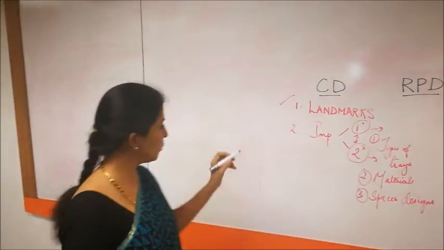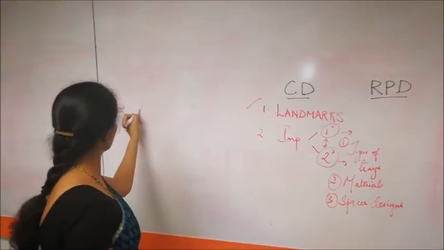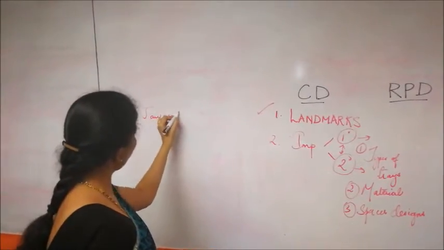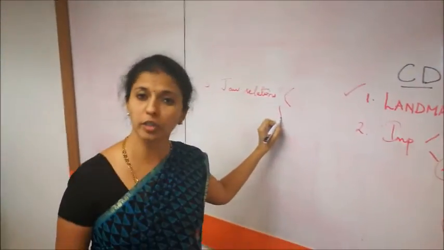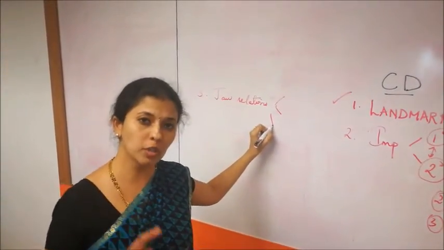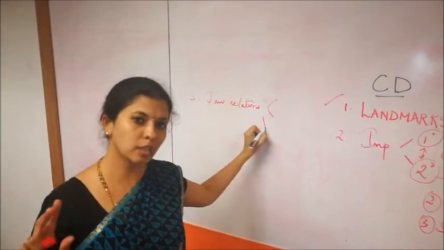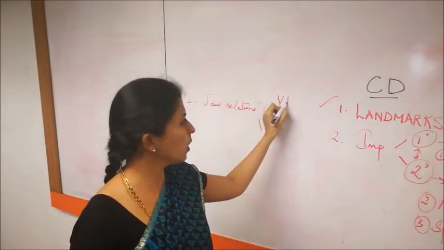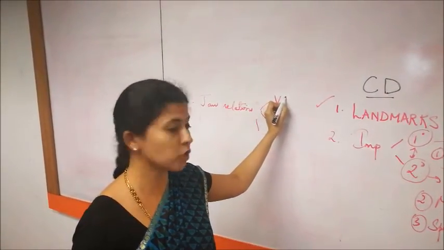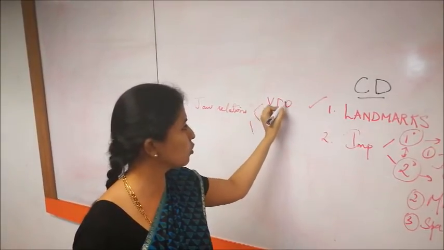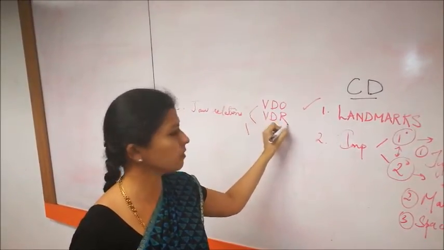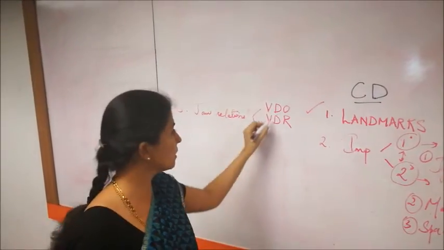The next step will be jaw relations. So you have done jaw relations in theory. You have three types of jaw relations. But the most common jaw relation which can be asked in an OSCE setup is the vertical dimension at rest and vertical dimension at occlusion. Okay, so this can be asked.